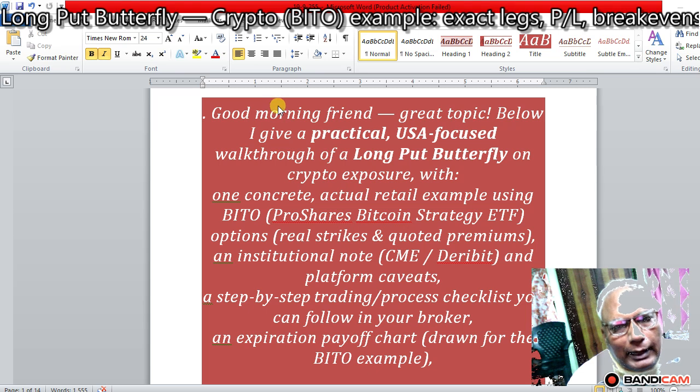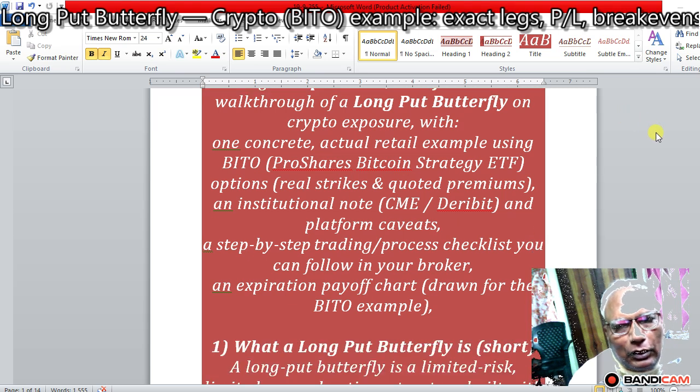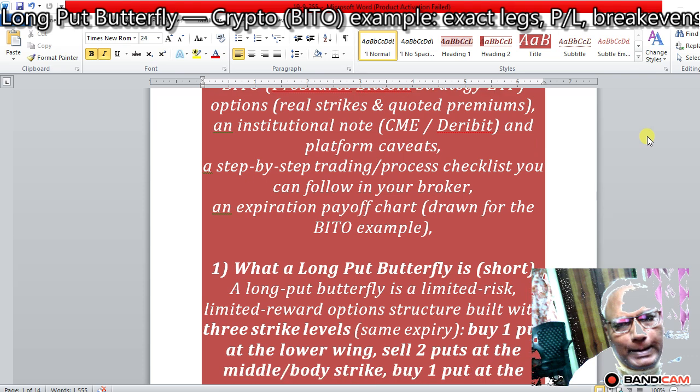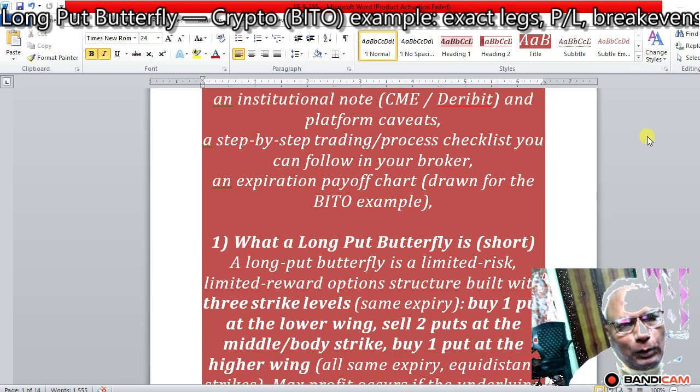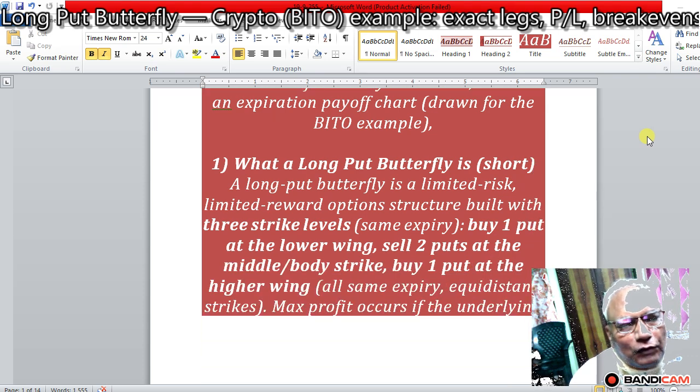Good morning. Here is a step-by-step trading process checklist you can follow in your broker, and an expiration payoff chart drawn for the BITO example. First, we will analyze what a long put butterfly is.